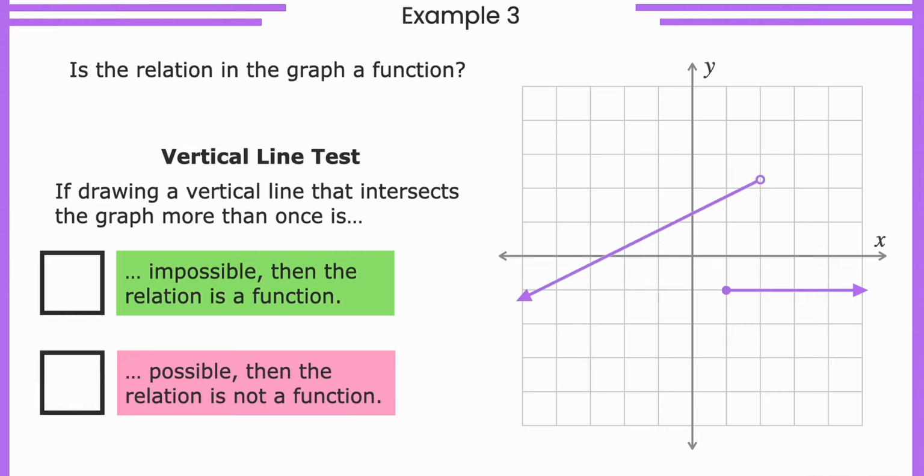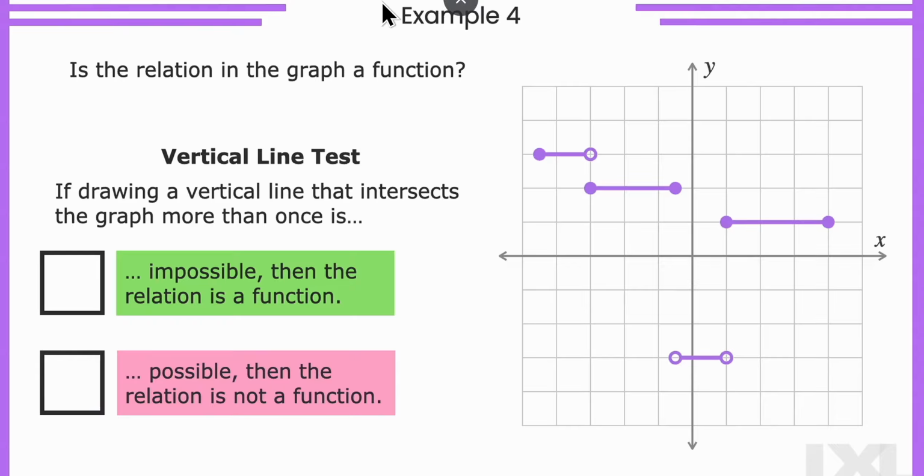Even for discontinuous relations like this one that has gaps, holes, or asymptotes, we can still apply the vertical line test. For much of the graph, our vertical line only touches one point on the relation at a time, but there is an interval from 1 up to but not including 2 where the line touches 2 points at once. Because we can draw a vertical line that intersects the graph multiple times, this is not a function. You're doing great! Let's keep practicing.